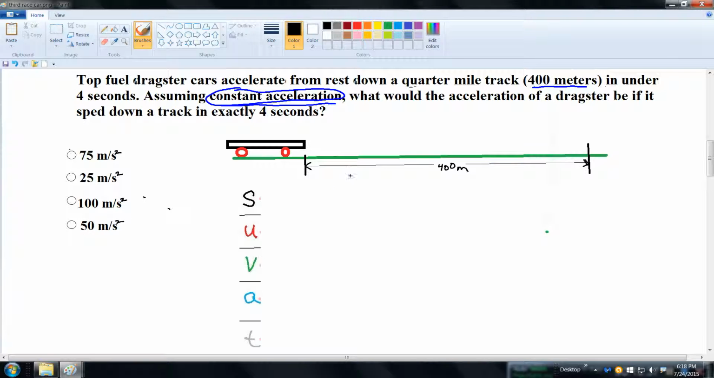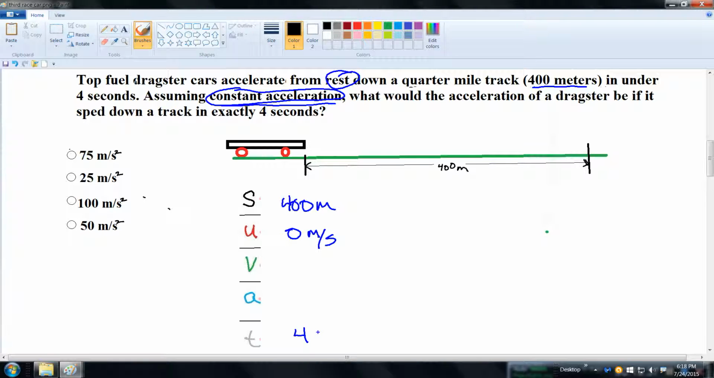We have a displacement of 400 meters, and it's to the right, so we're going to say it's positive. The car accelerated from rest, so the initial velocity was 0 meters per second. The final velocity we don't know. The acceleration we don't know, and the time is 4 seconds.